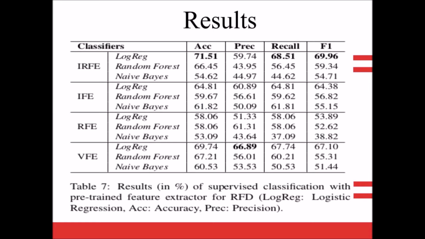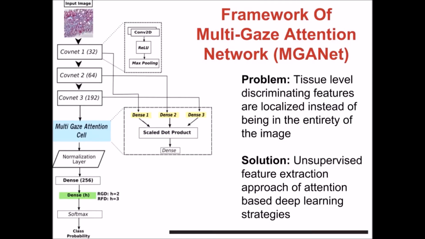The next slide depicts the framework of the multi-gaze attention network. Essentially, tissue-level discriminating features are localized instead of being taken from the entirety of the image. One possible solution is the unsupervised feature extraction approach using attention-based deep learning strategies.